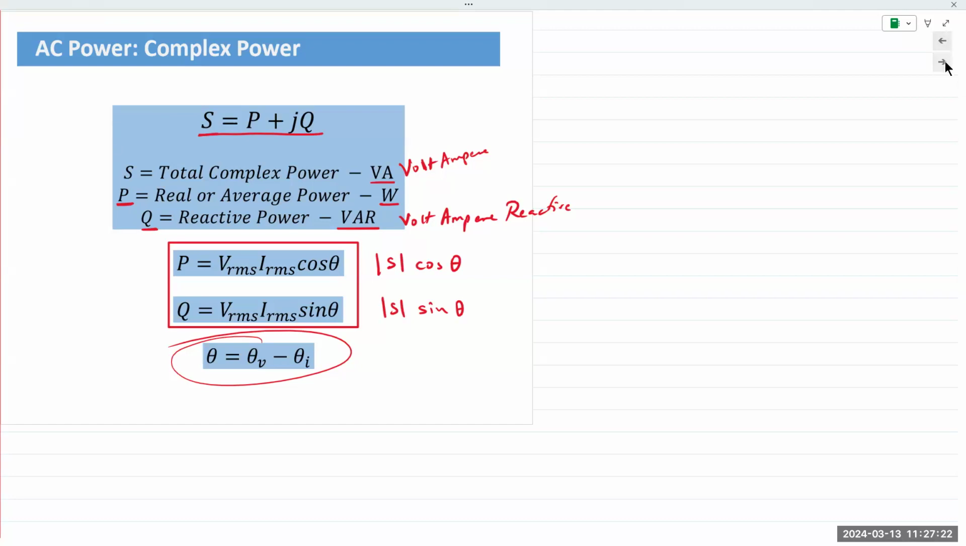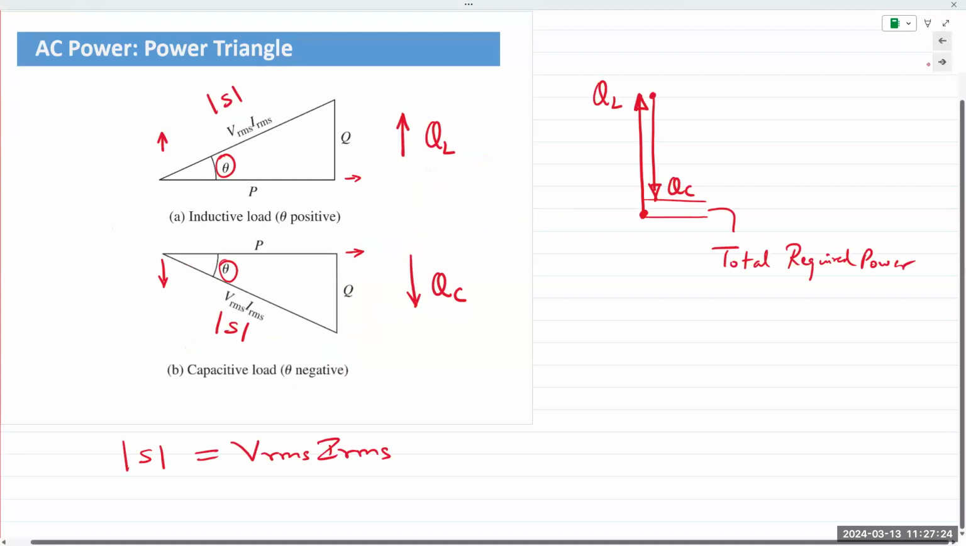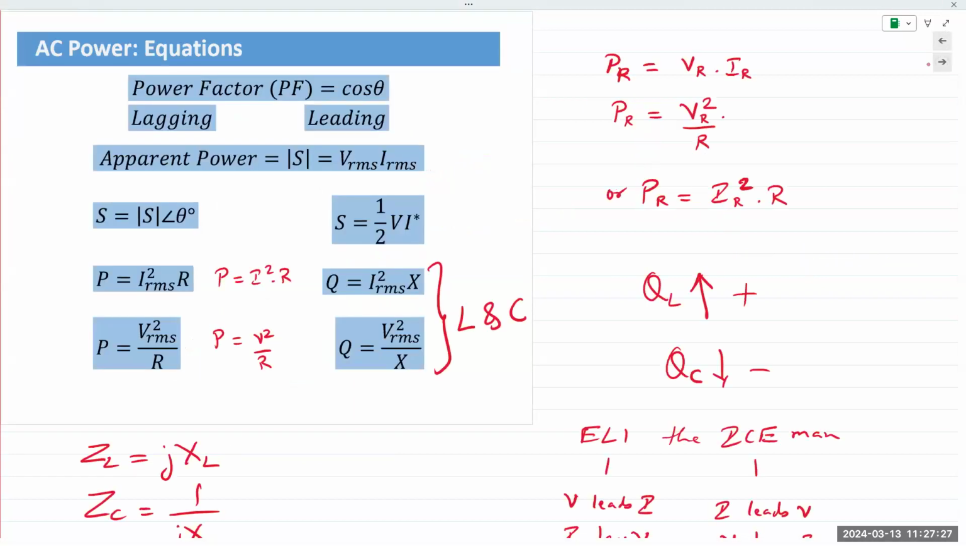Those are the equations, and the magnitude of S is known as the apparent power. That value is important for the engineers or technicians who work on the actual electrical lines, because that's the voltage they would be seeing. The units for apparent power are the same as S, volt ampere, VA.